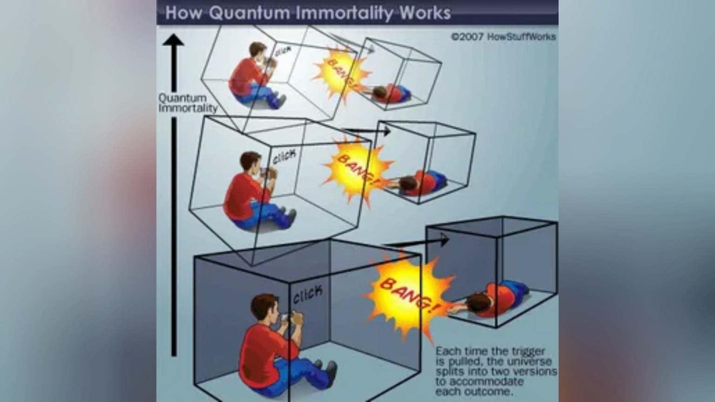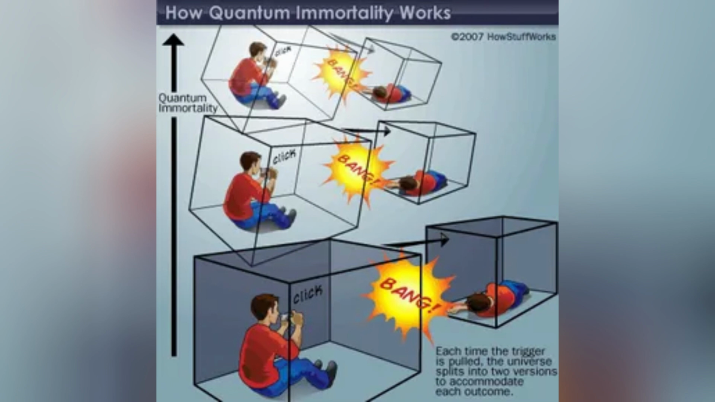This raises profound questions about the nature of reality and consciousness. If this theory is true, it would mean that from your perspective, you are effectively immortal. You would continue living in increasingly improbable scenarios where you survive by the narrowest of margins. However, this isn't immortality in the traditional sense. Your body would still age, and you would still experience pain and suffering. The difference is that you would never reach a point where your consciousness ceases to exist.